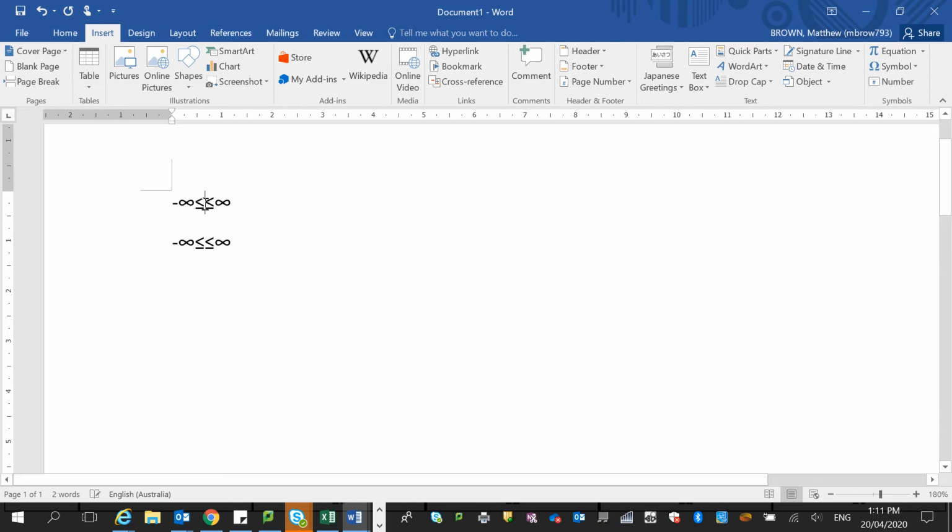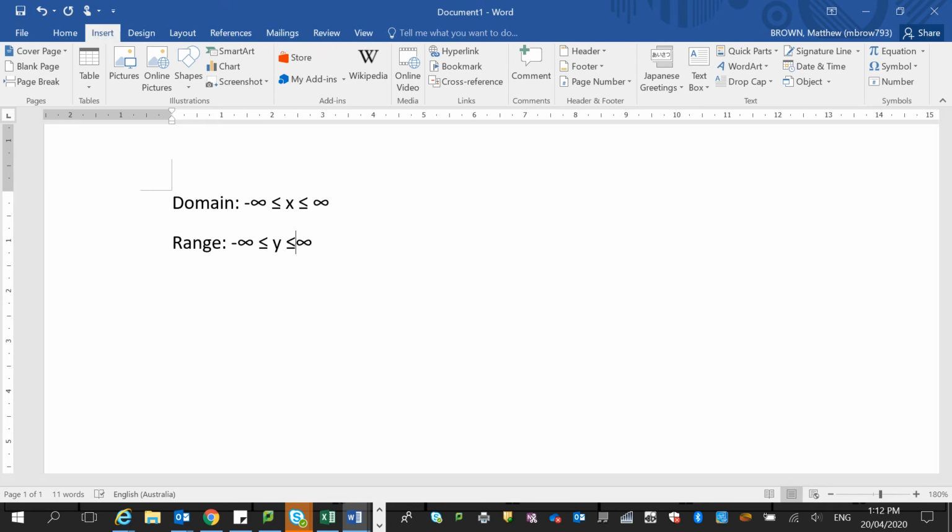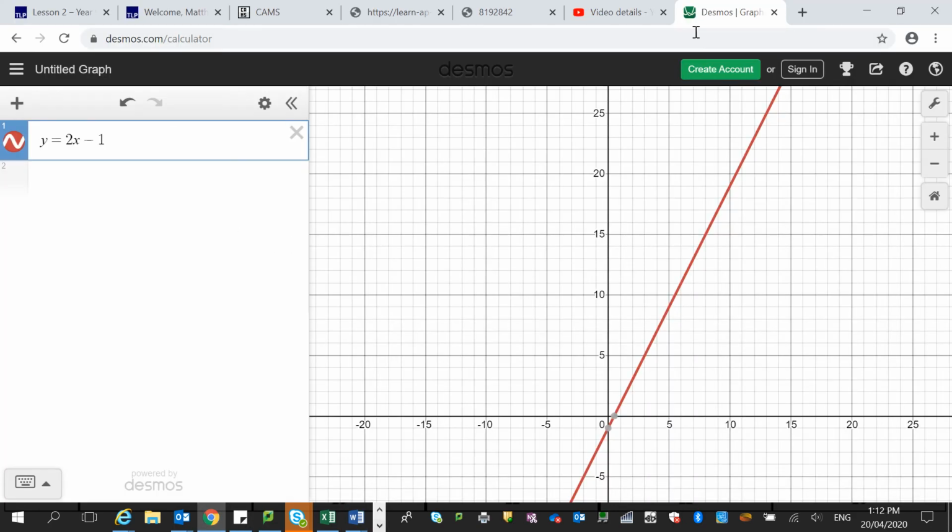Okay, so here we would say that the domain is that x is every number between negative infinity and positive infinity, as is the range. Okay, so the domain is there's an x for every value between negative infinity and positive infinity, and for the range there's a y value from negative infinity to positive infinity, and that's what we see here.